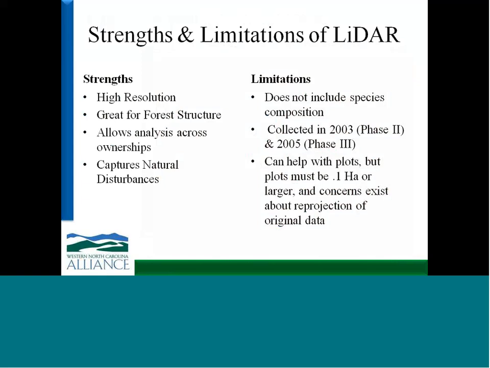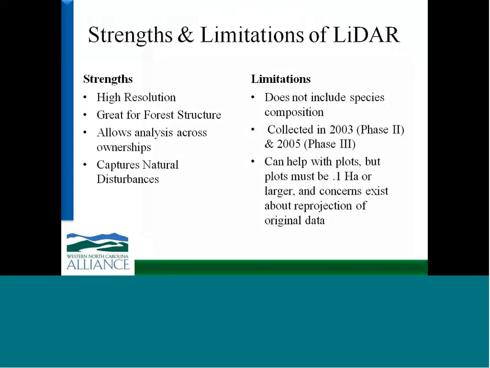So just some discussion of strengths and limitations of LiDAR. Strengths, generally high resolution, especially for phase 3. Great for forest structure analysis, I think. Allows analysis across ownership, whereas we have at least some data on public land and the types of forests that are there and the age classes, et cetera. We really have nothing of the sort for private lands, and there's a need for that. And in a lot of cases, some of the state lands don't have that detailed information either. Also can capture natural disturbances. So we're not living in a vacuum where only human actions are what are affecting the vegetation.